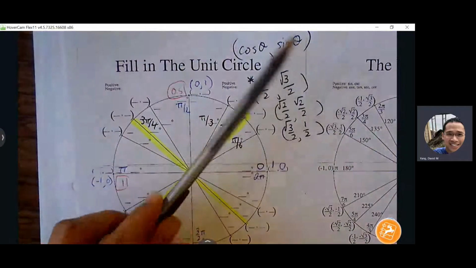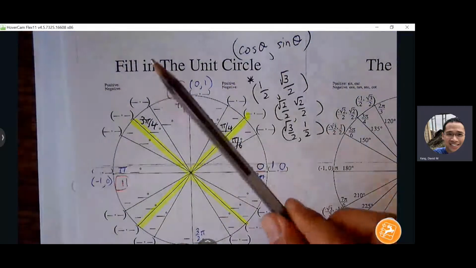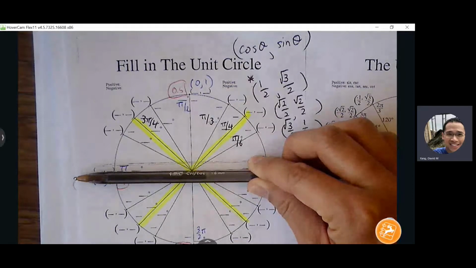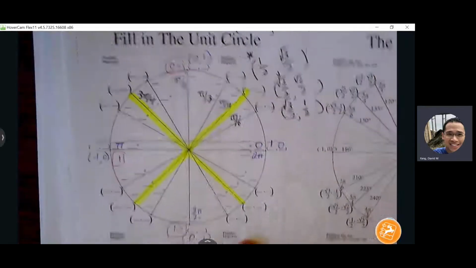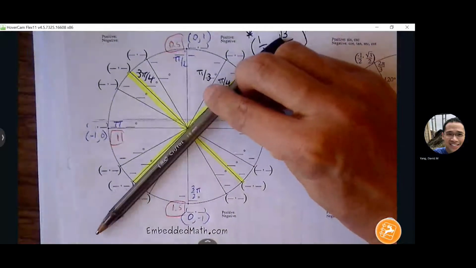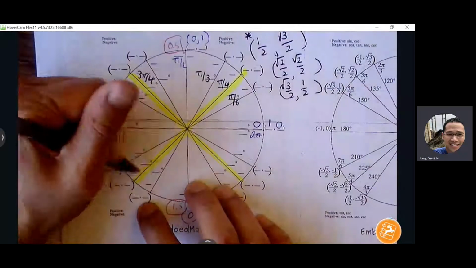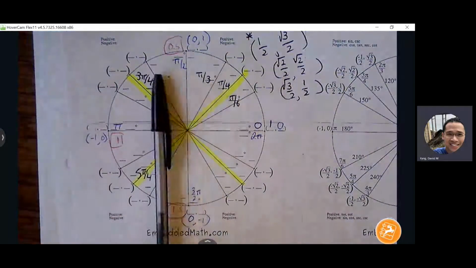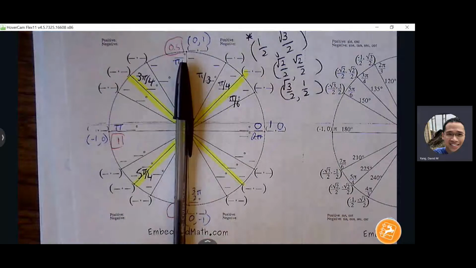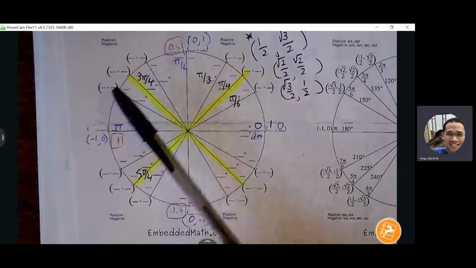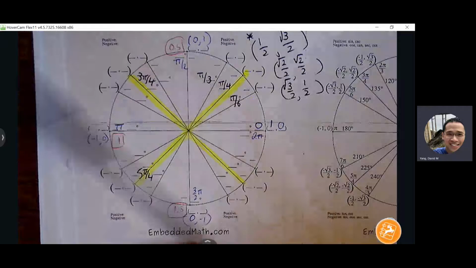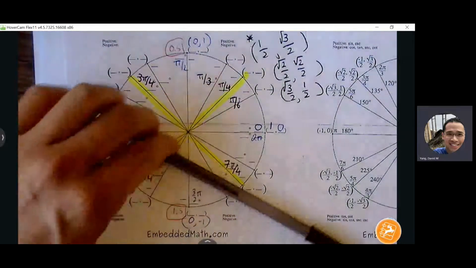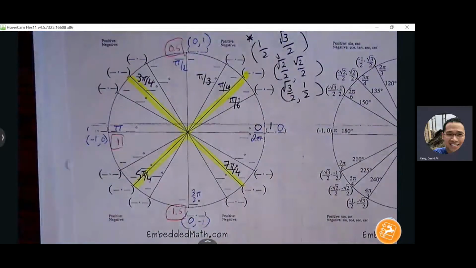So 1/4, 2/4, 3/4. What's next? 4 over 4. That's just 1, so we skip that. That's already filled out. Plus 1/4, 5/4. Yeah. Plus 1/4 is 6/4. That's 3 pi over 2. We can skip that. That's already filled out. Next up, 7 over 4. And then finally, 8 over 4, which is 2 pi, and we stop.